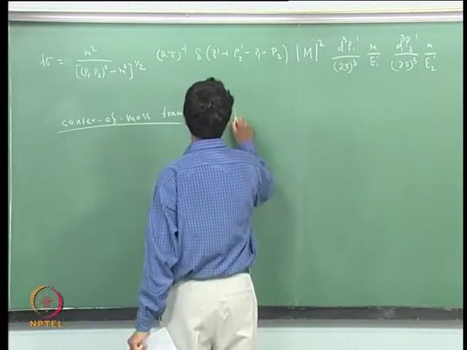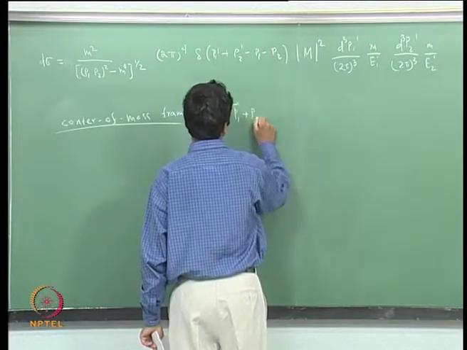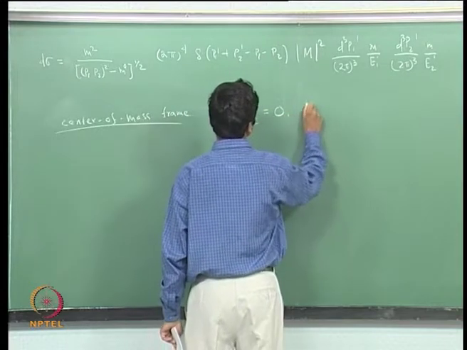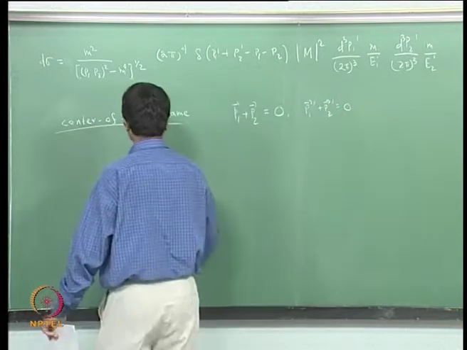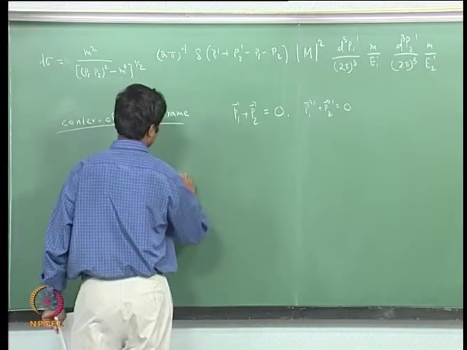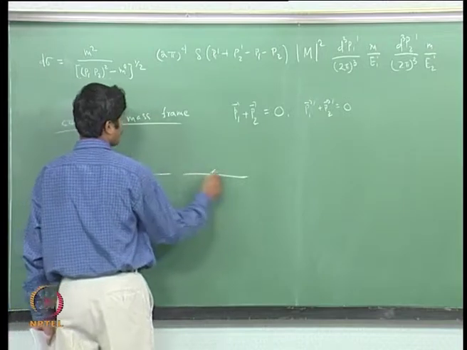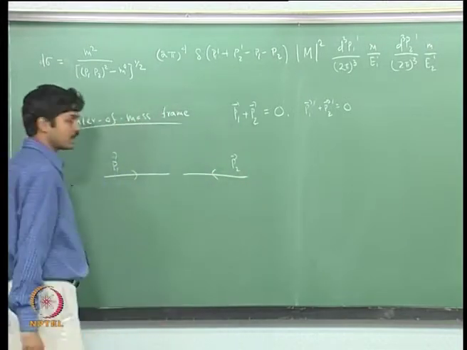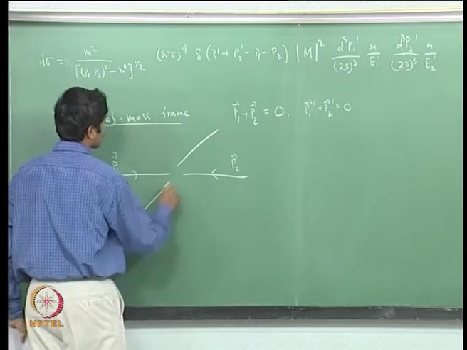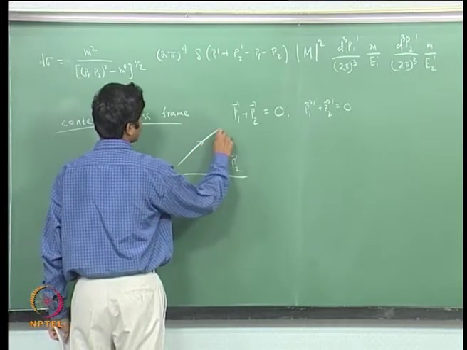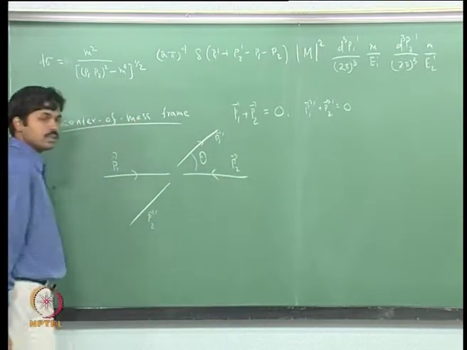So in the center of mass frame, the total momentum p1 plus p2 is equal to 0, and so is p1 prime plus p2 prime. So you have the electrons, there are two incoming electrons with momenta p1 and p2, equal and opposite in magnitude, and then there are two outgoing electrons p1 prime, p2 prime. The scattering angle is given by theta.